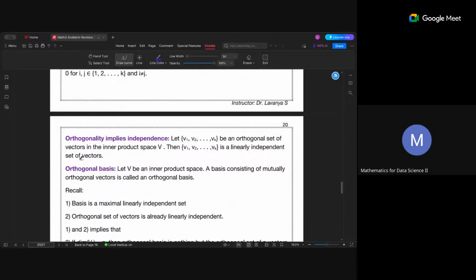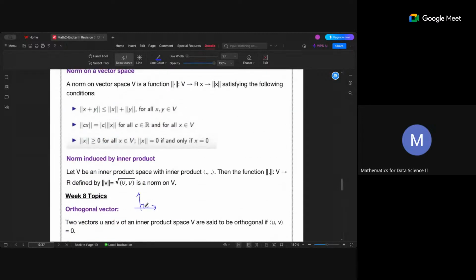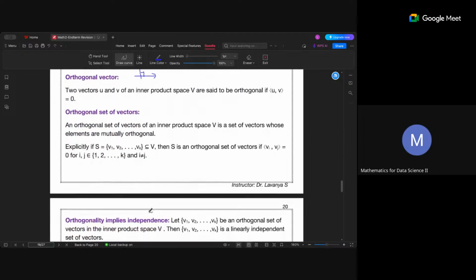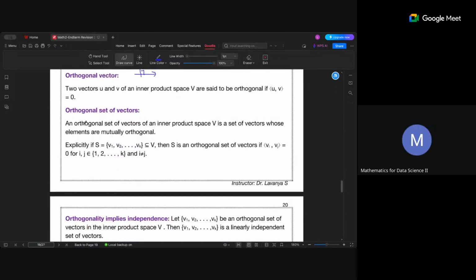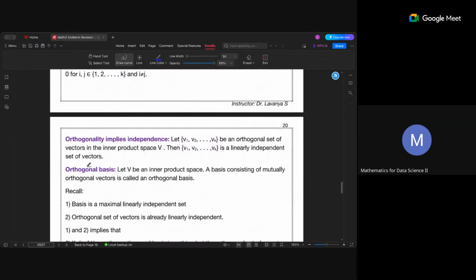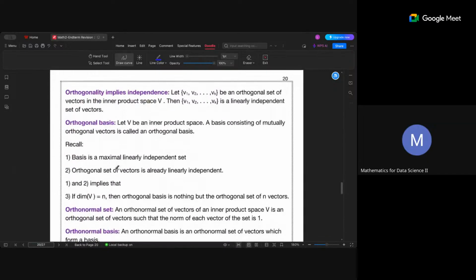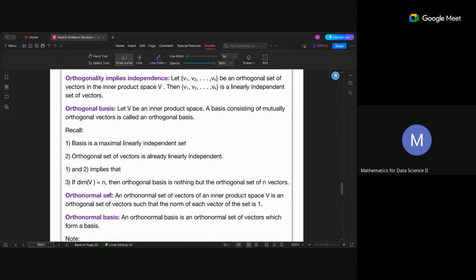Okay, and always orthogonality implies independence, right? Because if the directions are different, you know that the vectors are linearly independent. And here, in fact, they are at 90 degrees. So you know that they are linearly independent, right? So orthogonality implies independence. And what is an orthogonal basis? A basis which is also an orthogonal set. That is an orthogonal basis. Okay. And how do you normalize a vector?